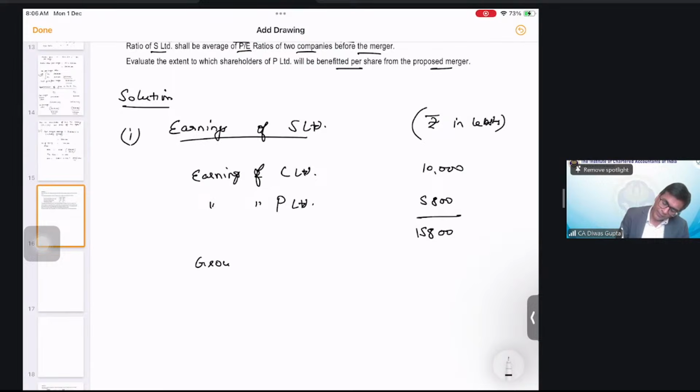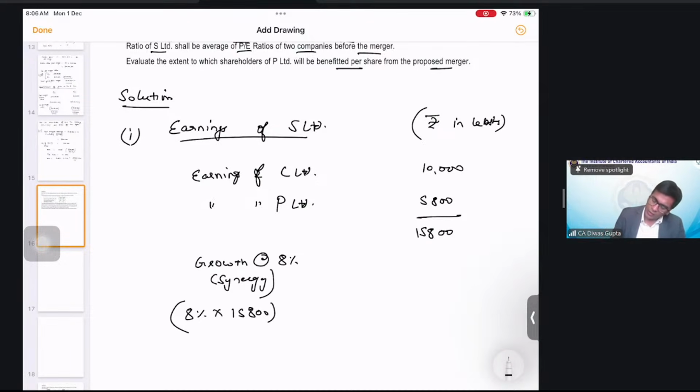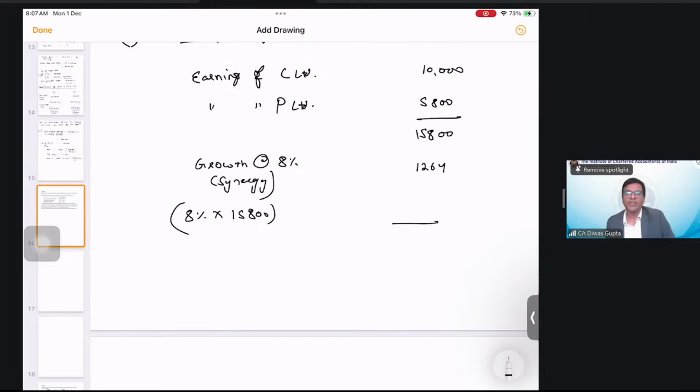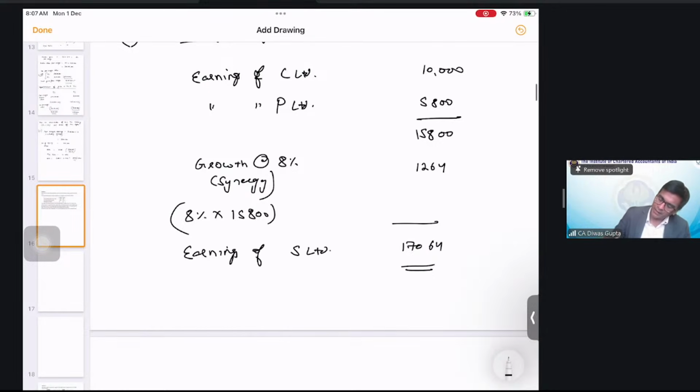Growth at the rate of 8% because of synergy will be there. So 8% of 15,800 will be 1,264, right? So the collective amount of 15,800 plus 1,264 is actually 17,064, students. So this is the overall earnings of S Limited, the new company.